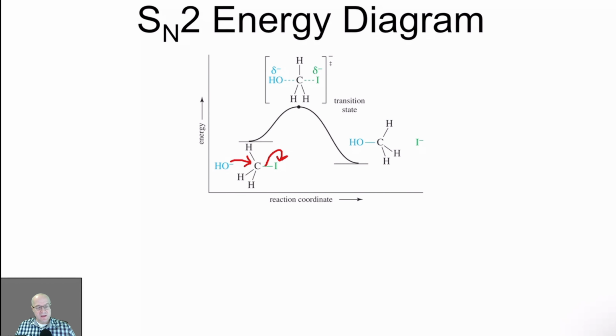And in SN2, the 2 means bimolecular, which means it's a second-order reaction, which means there are two different species in the rate-limiting step, in the transition state. So the two species are the OH minus hydroxide and the methyl iodide. So they're there together in the transition state or in the rate-limiting step.